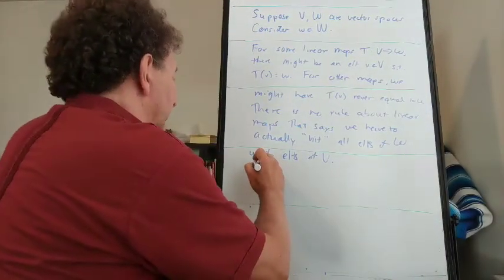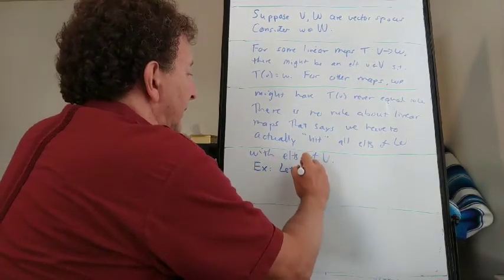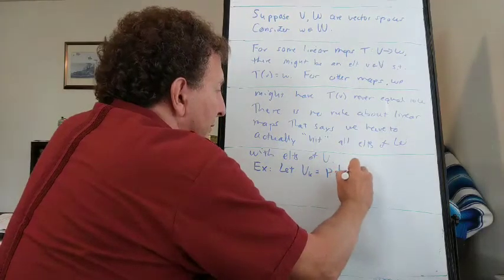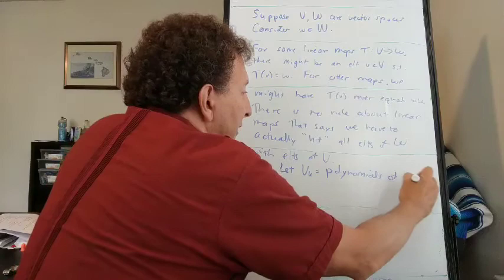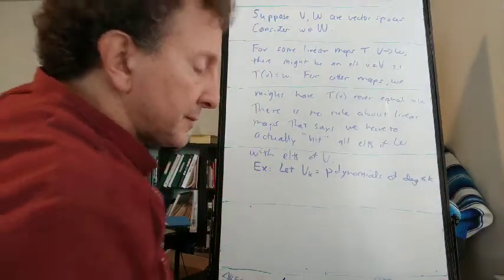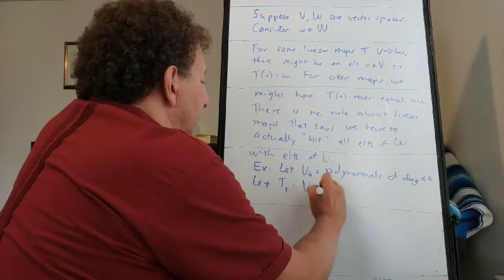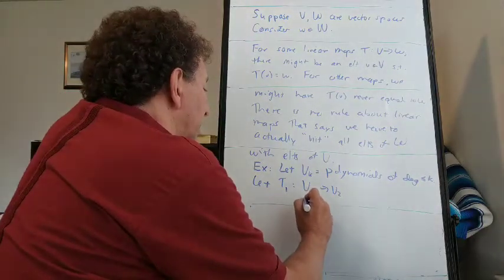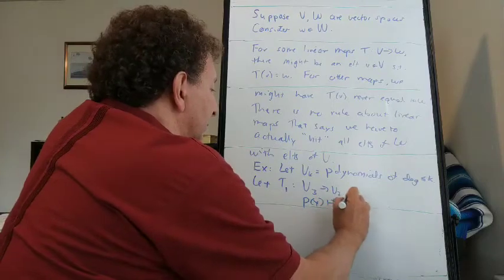So for example, let's let V_k again be polynomials of degree less than or equal to k. And let's let T1 from V3 to V2 map p of x to its derivative.